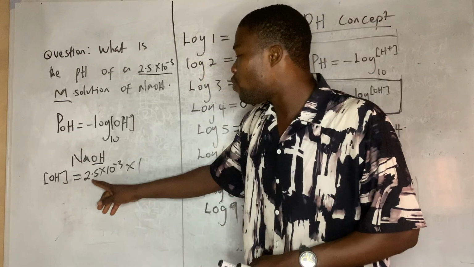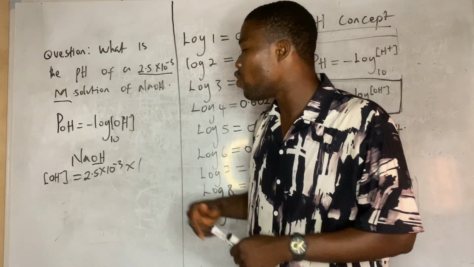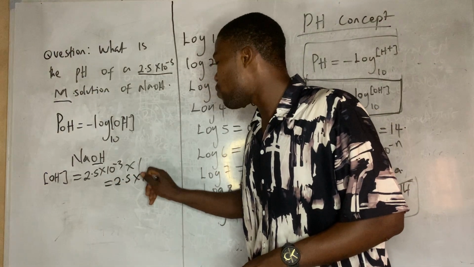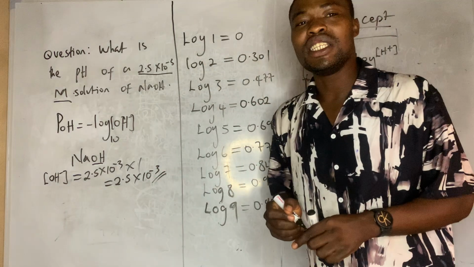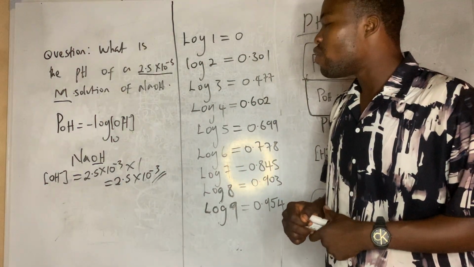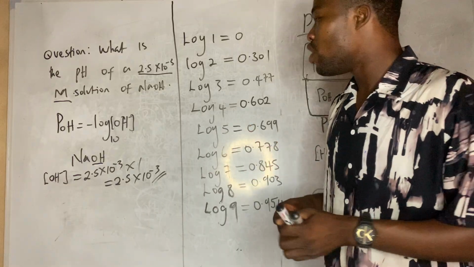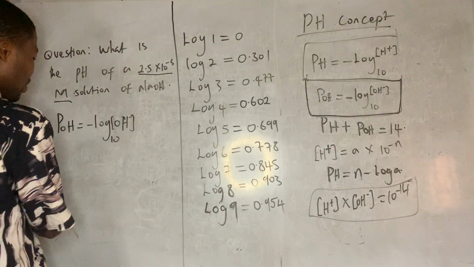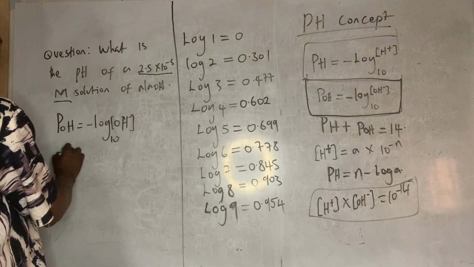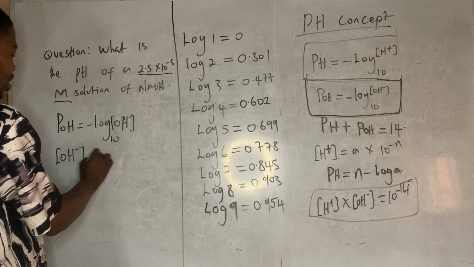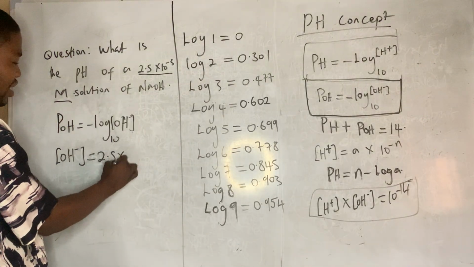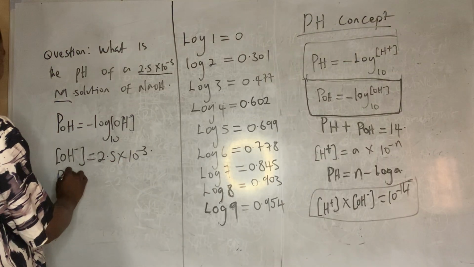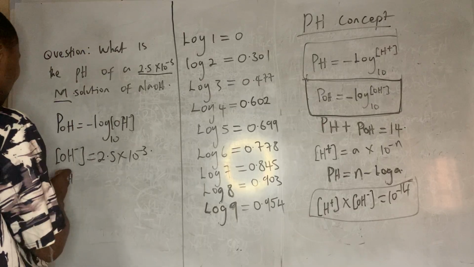So you observe, 2.5 times 10 to the power minus 3 times 1, because there's one OH. That gives the OH ion concentration, which equals 2.5 times 10 raised to the power minus 3. Now what we can get is pOH. Recall quickly that if the OH ion concentration equals 2.5 times 10 raised to the power minus 3, therefore pOH should be, remember, this is synonymous.